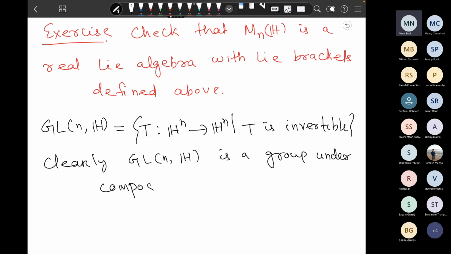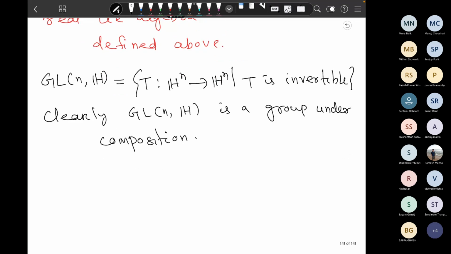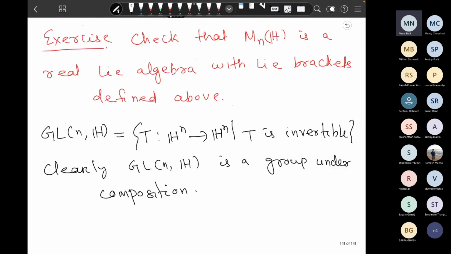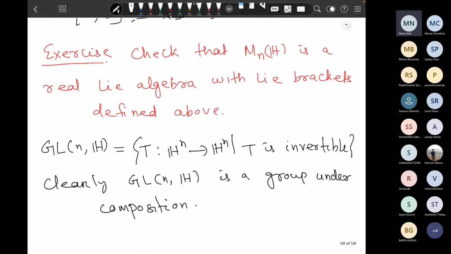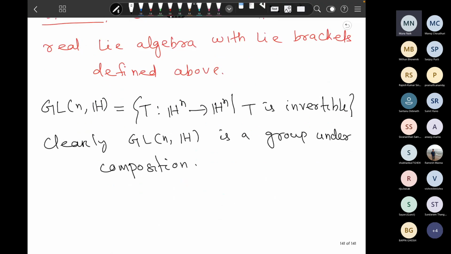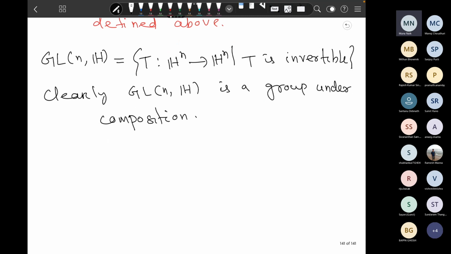We will see later that this GL_n(H) actually will be a Lie group and the Lie algebra will be this M_n(H). We will see that, but for the moment it is just a group under composition. That's all. Now, here is an exercise.